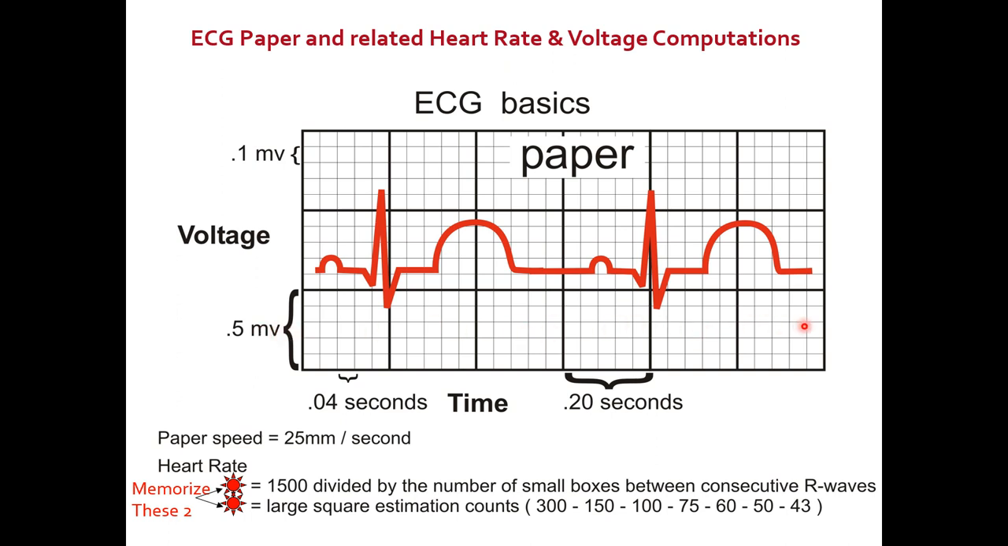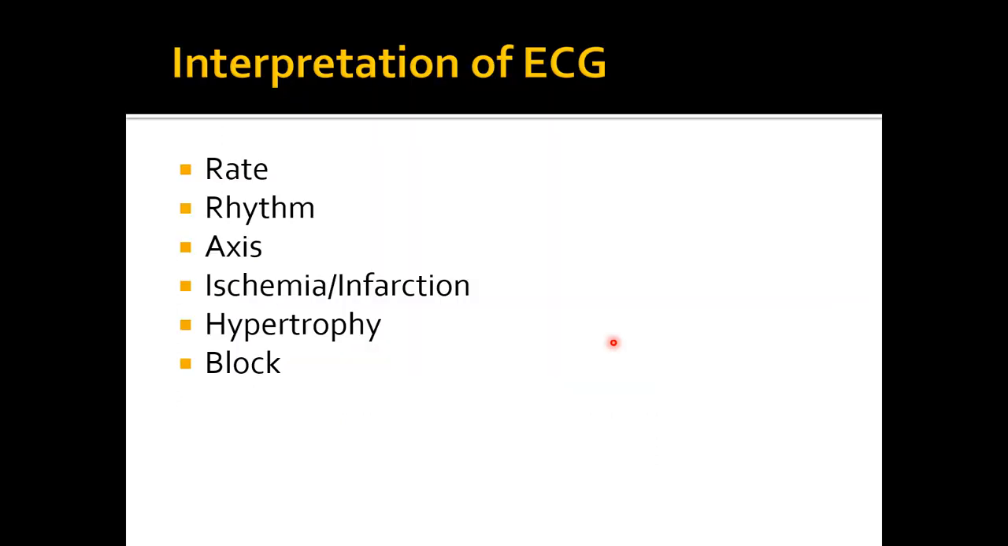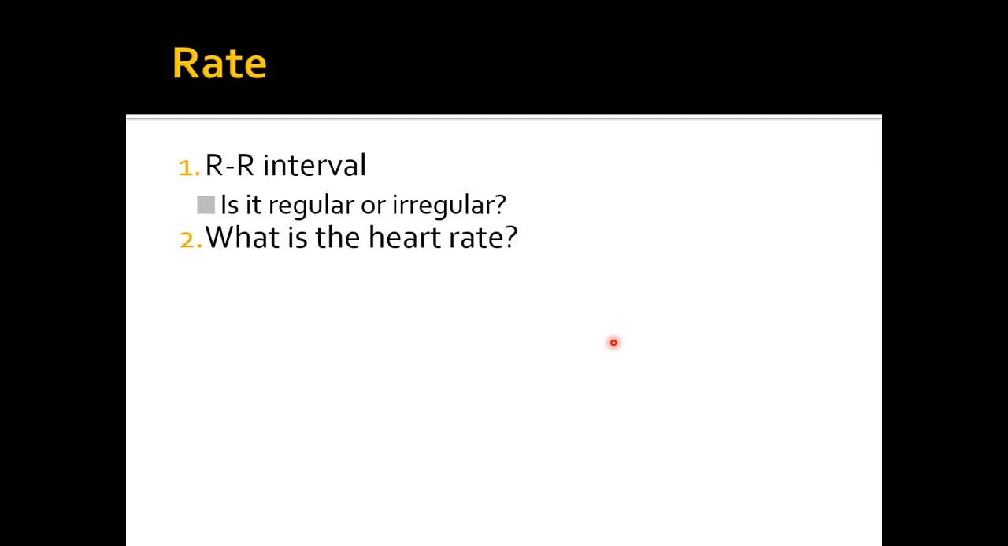This is the ECG paper, and you can see there are multiple large boxes and small boxes along the x-axis and y-axis. So these are the 6 headings under which we interpret an ECG. The first thing is whether the heart rate is regular or irregular. So we will look for the RR interval and we'll calculate the rate of the heart.